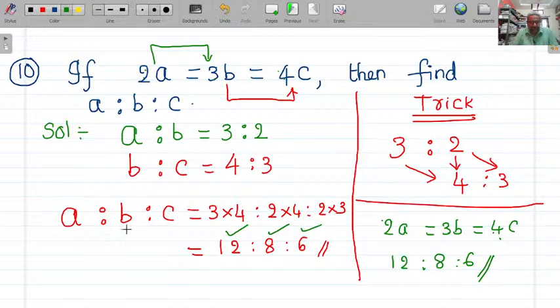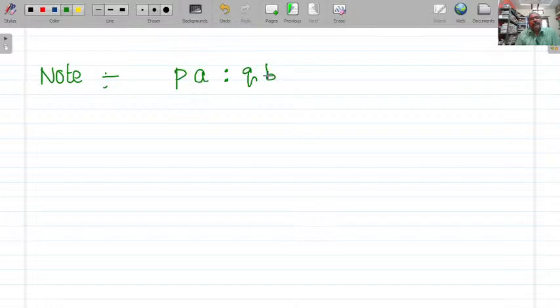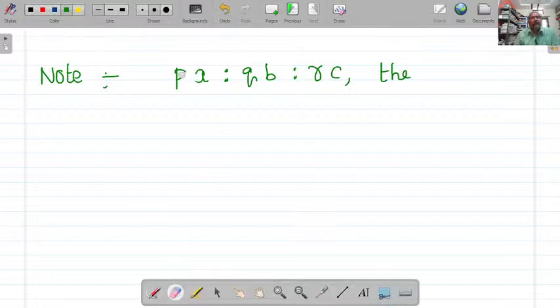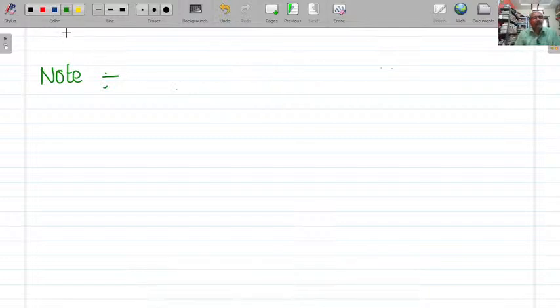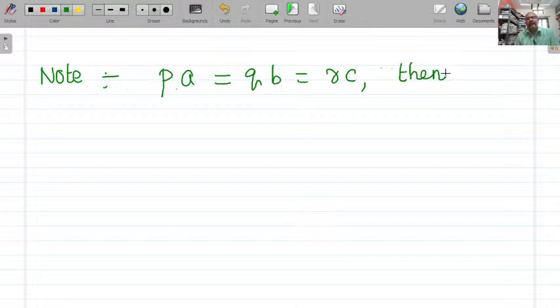Okay. Suppose, for example, see one note, you remember, my dear students, note. For example, like this is there. PA is to QB is to RC. Sorry, one minute, let me write like this. If PA equals QB equals RC, then A is to B is to C is equal to.